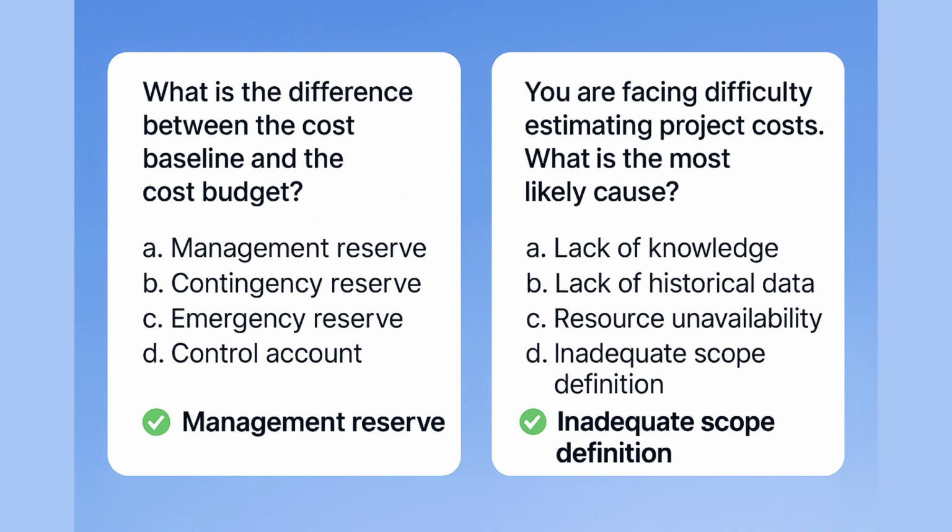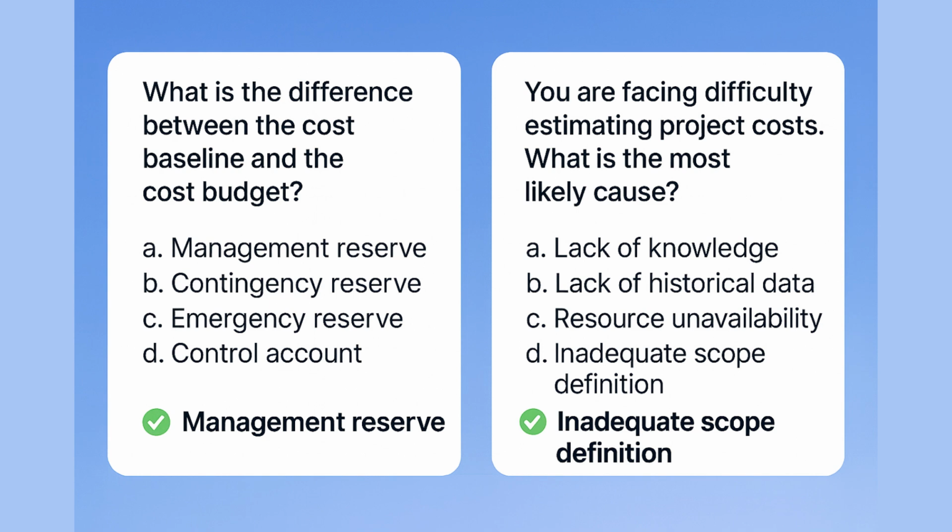Let's break it down. The cost baseline is your approved project spending plan. It includes all estimated cost and contingency reserves for known risk. Think of it as your spending map, the plan you measure performance against. But when you add the management reserve, that extra cushion set aside for unknown or unforeseen risk, you get the cost budget. That is the total amount the organization is willing to spend on the project.